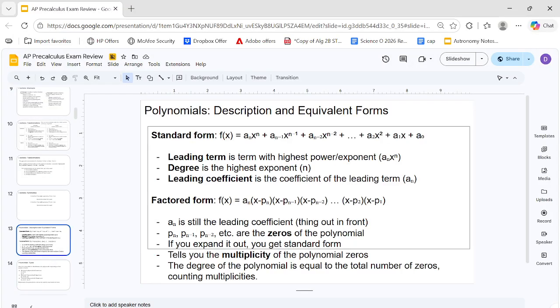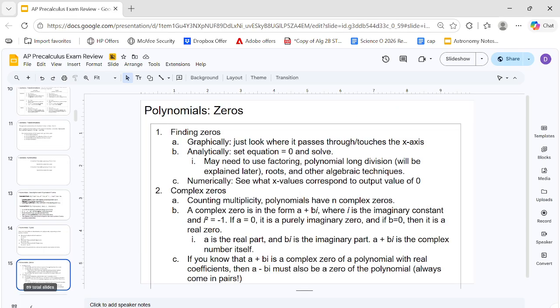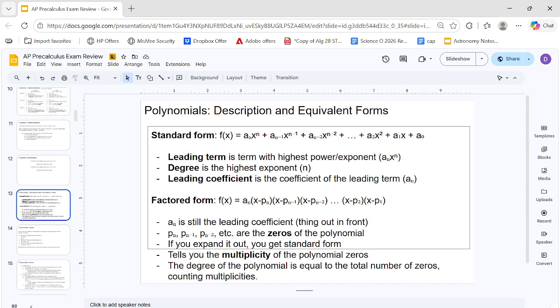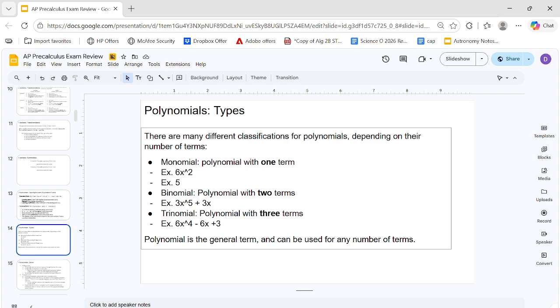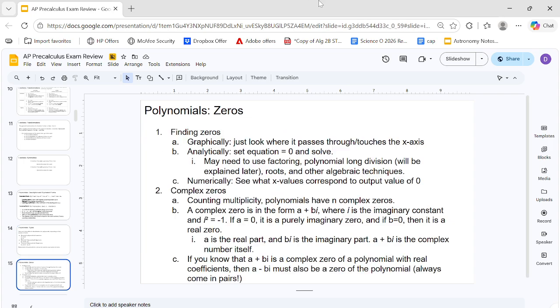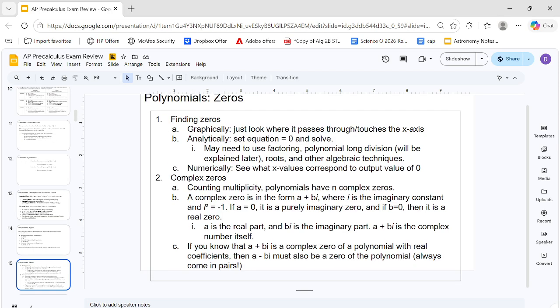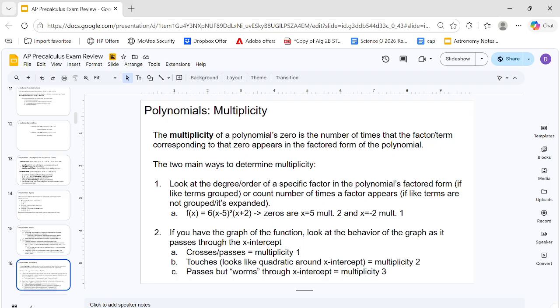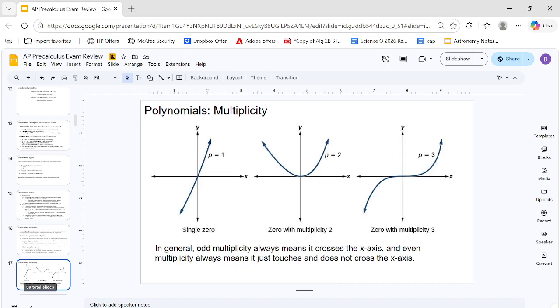Multiplicity is just the number of times that a certain zero appears. That makes sense. There are different types of polynomials. There are many different ways to find zeros. I'm not going to go through all of them. Multiplicity of a zero is basically just the number of times that it appears in factored form. And this is what it looks like for multiplicity.